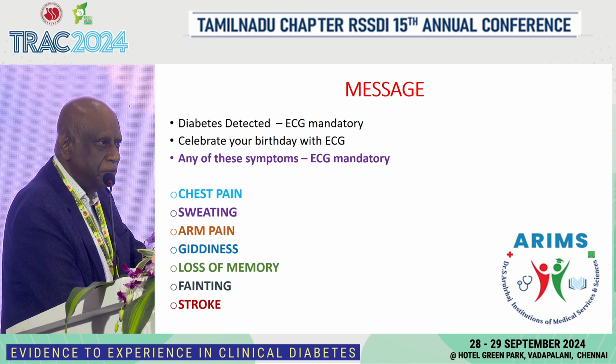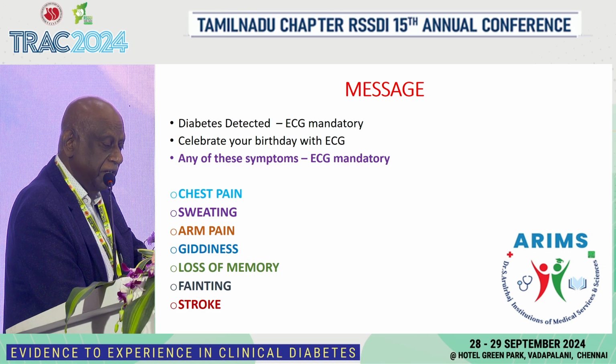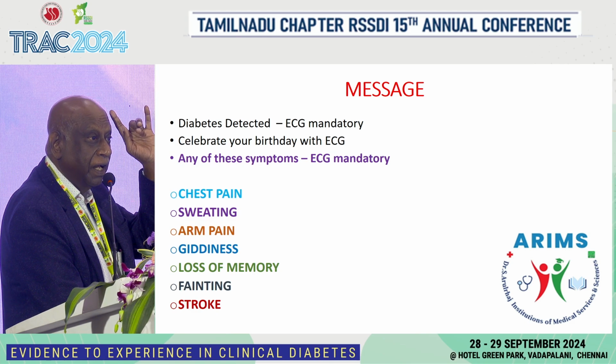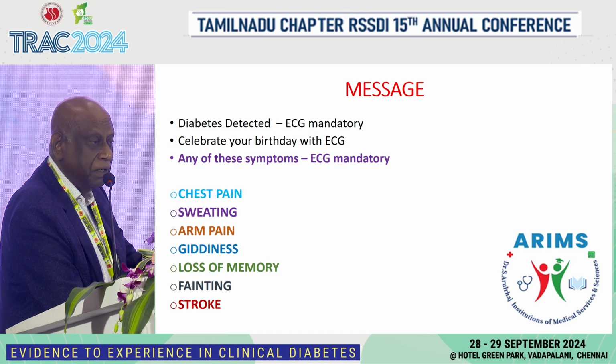Any of these symptoms, which may not be specific for cardiac, try to have an ECG. A chest pain, back pain, sweating, arm pain, giddiness, very important. Many a time we have seen dysrhythmias as the cause of giddiness in a diabetic patient. It is not a peripheral vertigo, benign peripheral vertigo, Barany. Loss of memory, coming and going, sudden fainting and a stroke. Always you will be focusing on the cerebrovascular system, whereas the lesion may be in the cardiovascular system.